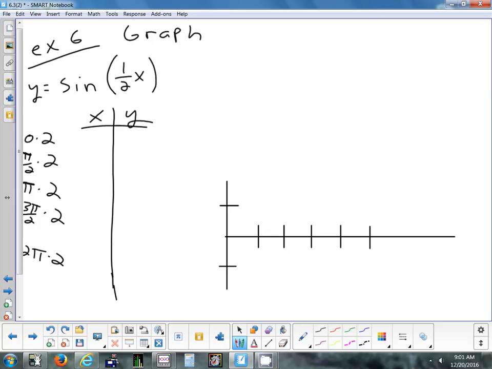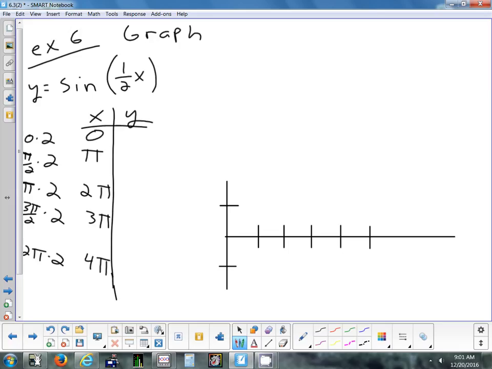Okay, so my x values are going to be 0. What's pi divided by 2 times 2? Pi. Pi times 2? 3 pi over 2 times 2. And the last one, 4 pi. Okay, so we have a nice pattern. And if you get a nice pattern, that's probably an indication you're on the right track. 0, 1, 2, 3, 4, all with pi.